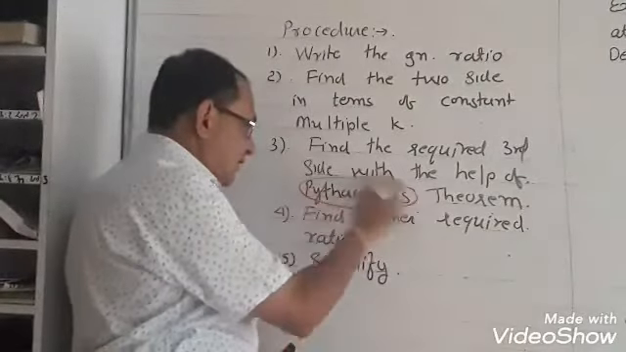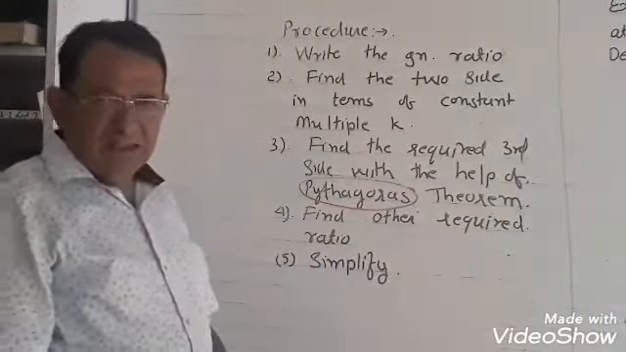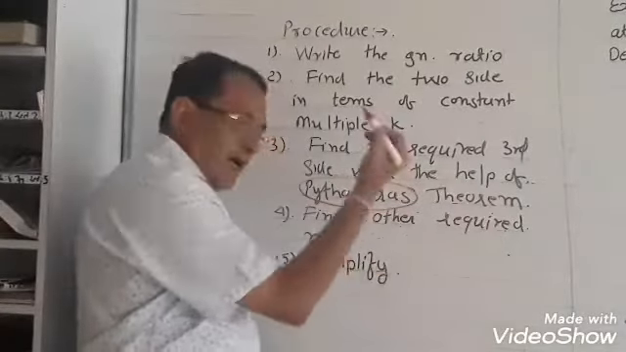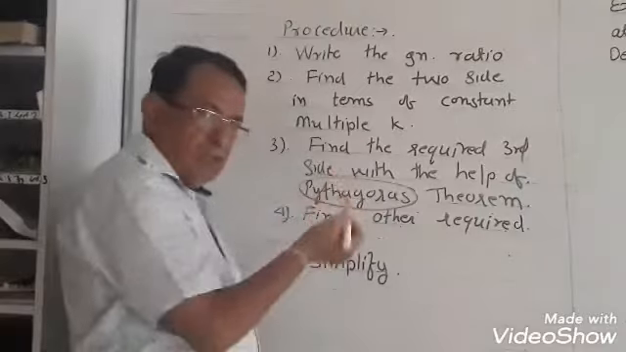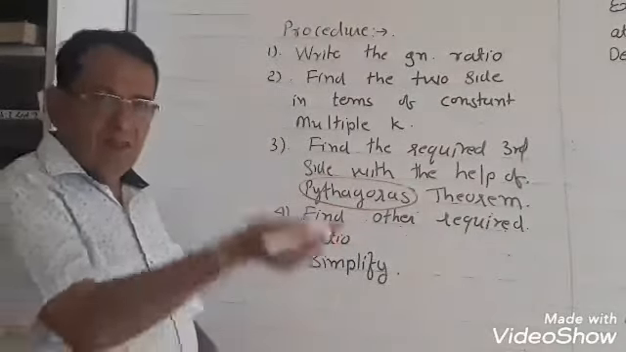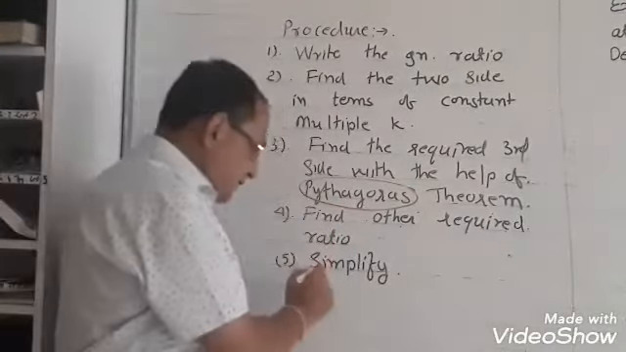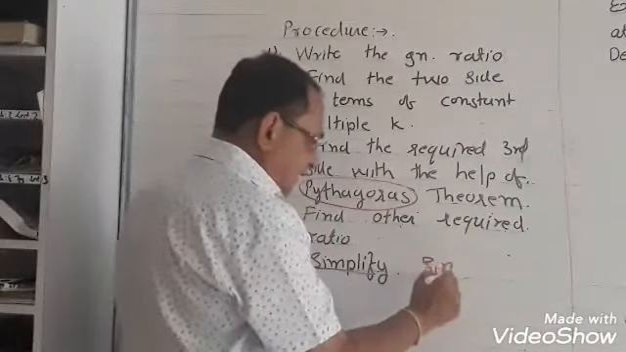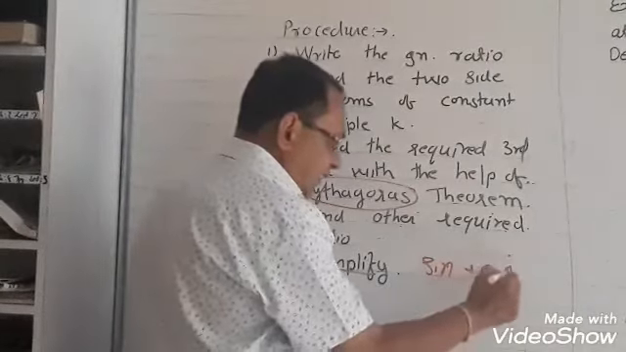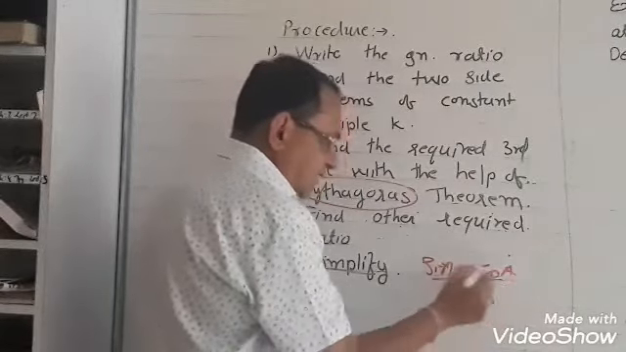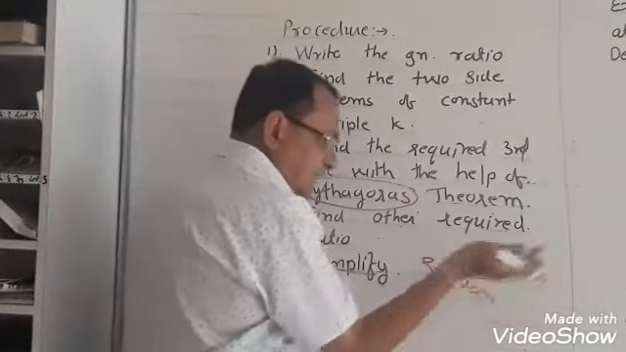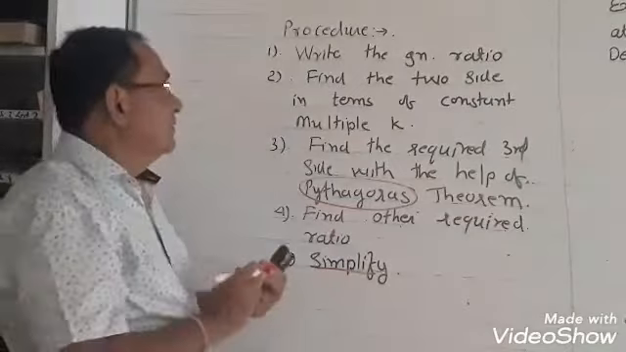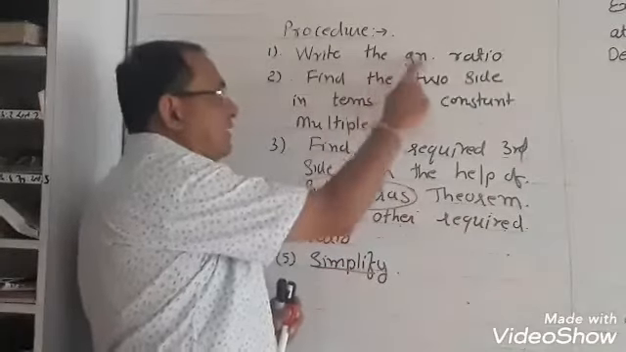Once you get all three sides, you can find all the ratios. Then find the other required or asked ratio. Write the ratios that are asked. Then simplify it. Sometimes they will ask sin A plus cos A upon tan A. Then put in the values you found and simplify it. Nothing else.